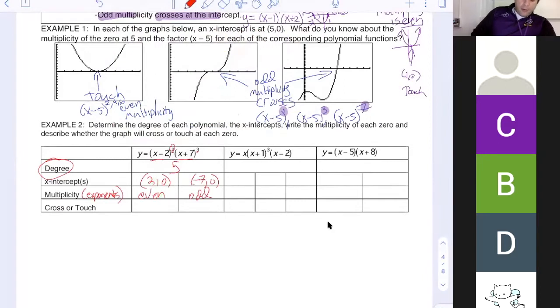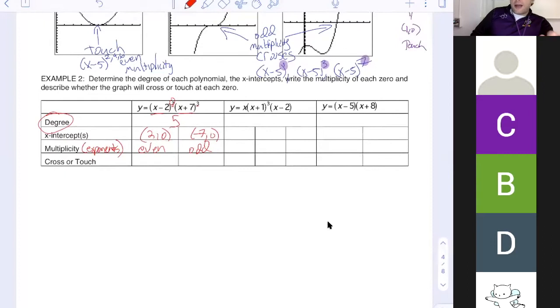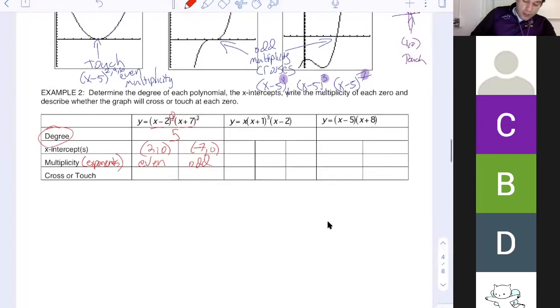Now, crossing or touching, that's dependent on even and odd. So if it's even, I know for sure it's a touch. And if it's odd, I know for sure it's a cross. Right? Now, check this out. I know you think I'm crazy that I said that you graph this without a calculator, but you could graph this without a calculator, somewhat accurately.